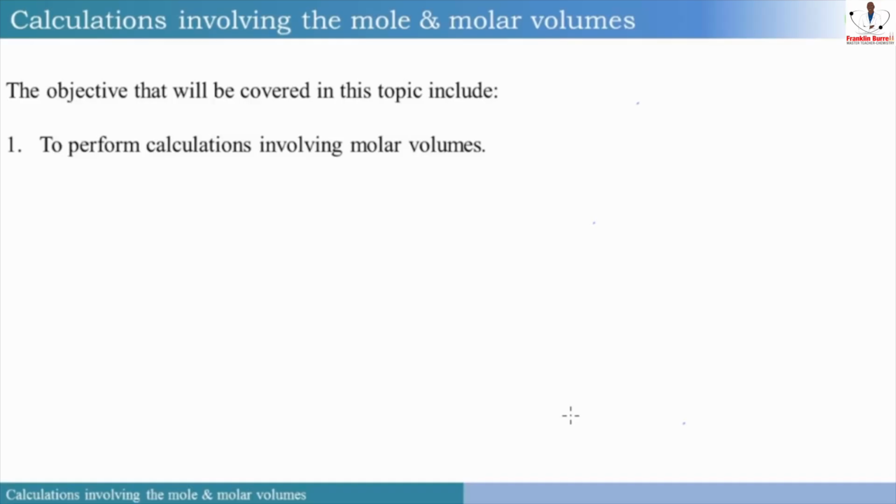We are still on the mole concept, but this time we are looking at calculations involving the mole and molar volumes. The objective that will be covered in this topic is to perform calculations involving molar volumes. This would be very similar to calculations you saw when we did mass and equations. The only difference is this time we're looking at volumes instead of masses, but the concept is the same. Let us begin.